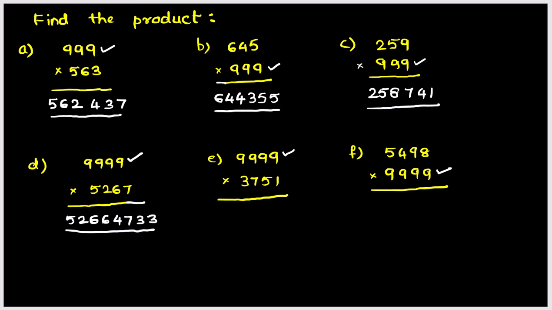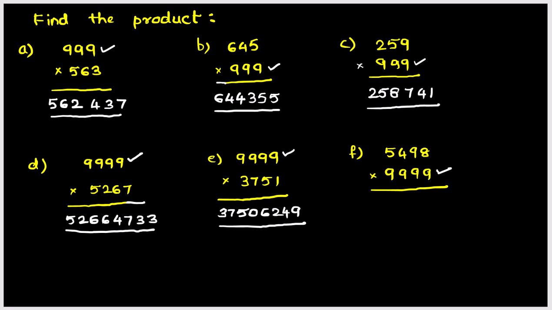So similarly here also we have to subtract 1 from which number? From 3751. Then we get 3750. Again this each digit you subtract from 9. 9 minus 0 is 9. 9 minus 5 is 4. 9 minus 7 is 2. 9 minus 3 is 6. So this is very simple answer we have got.